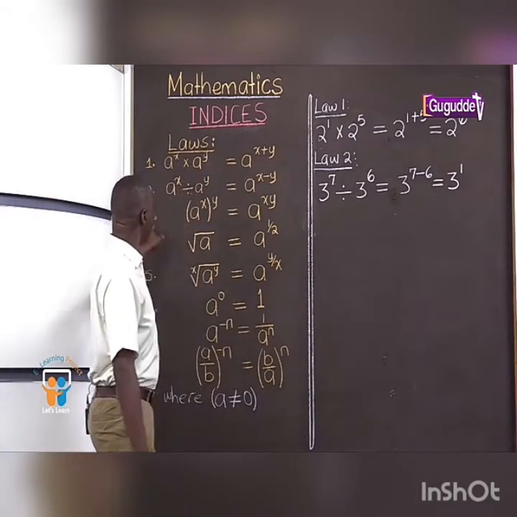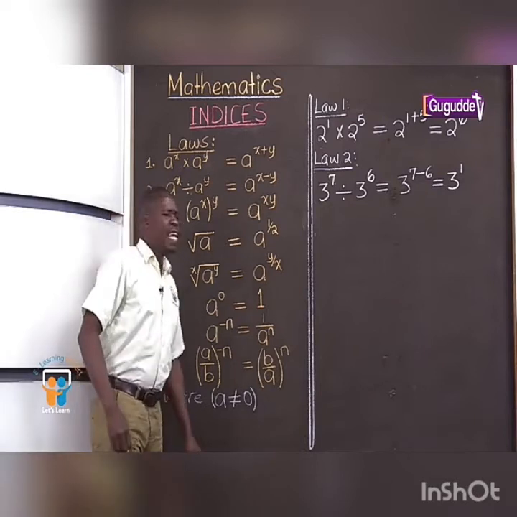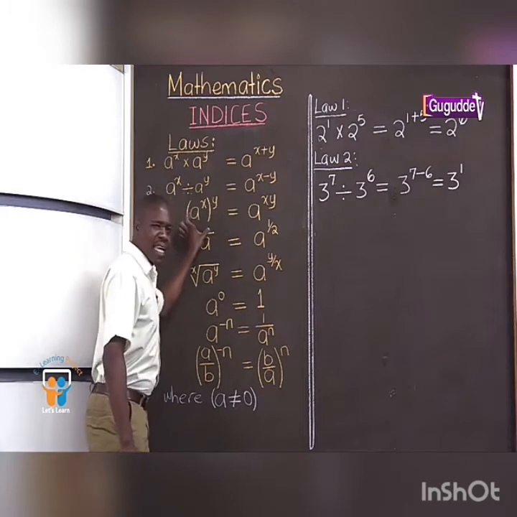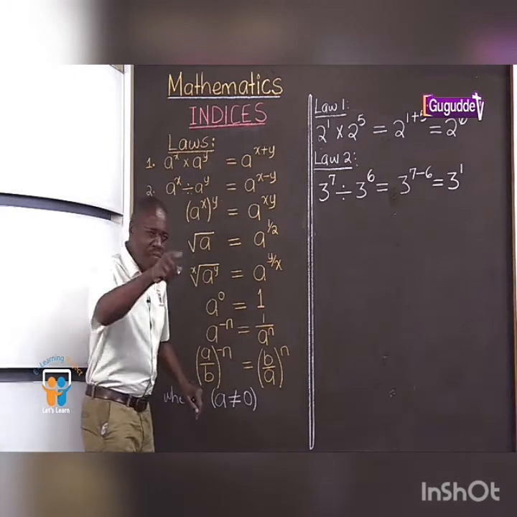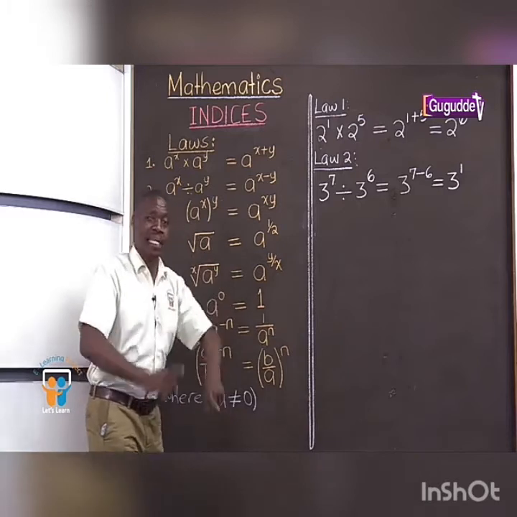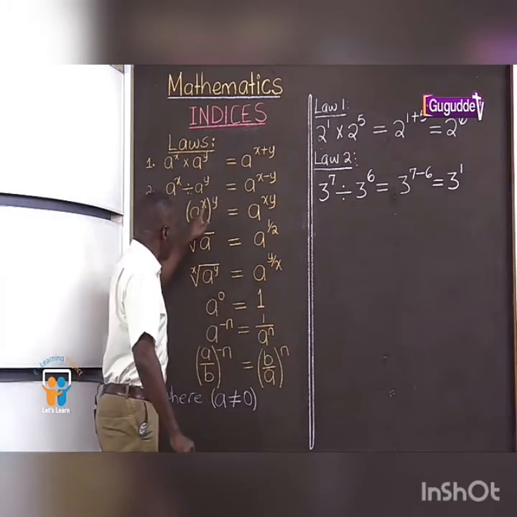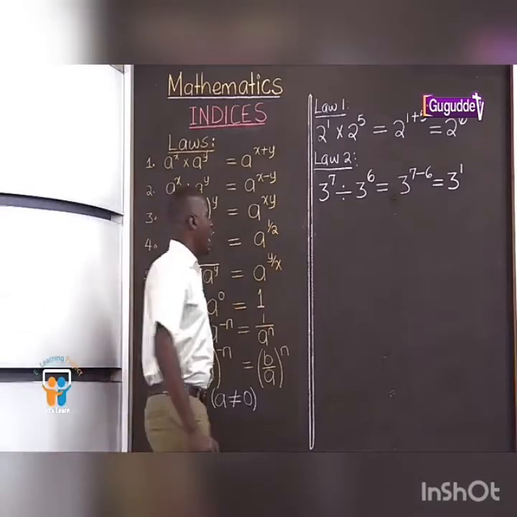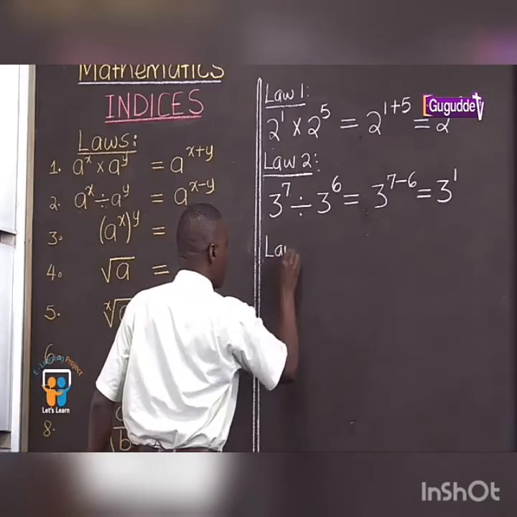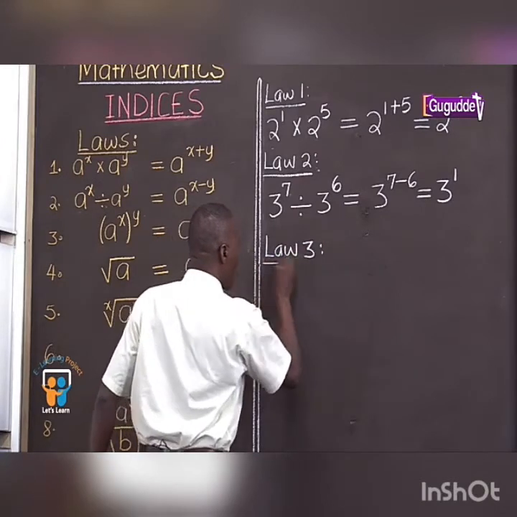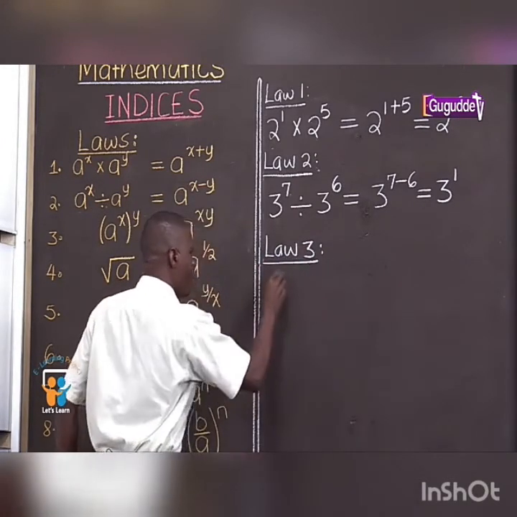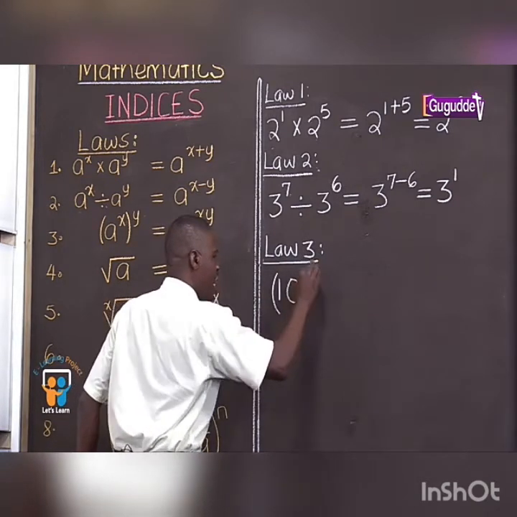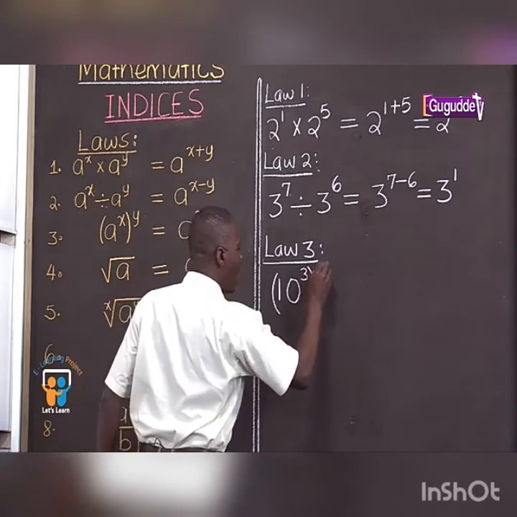Let us go to rule number 3. What does rule number 3 say? It says that when you have the base with a power in a bracket with another power, then it means that you need to open the brackets. But how do you open the brackets? You have to multiply the two powers, x times y, to give you xy. Law number 3, Mr. Examiner, sir. Law number 3. You are telling us that if we have, for example, 10 to the power 3 into brackets to the power 5.